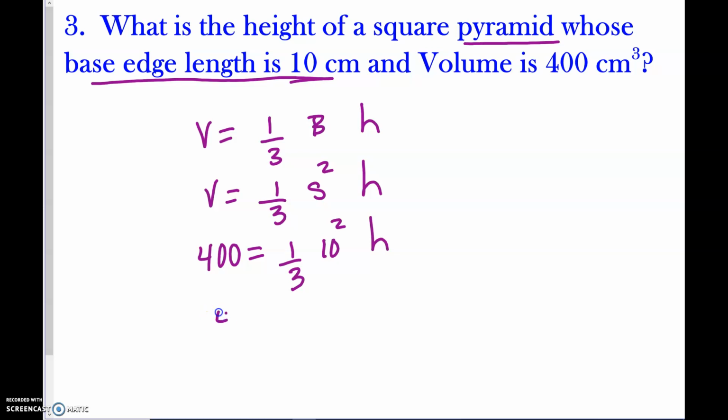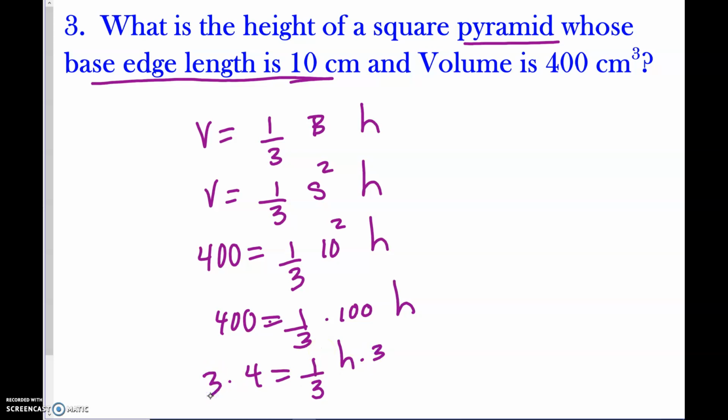So 10 squared is 100. The easiest way in my mind to do this is to divide both sides by 100. So we take 400 divided by 100 is 4, equals 1/3 times the height. Now to get rid of the 1/3, we're going to multiply both sides by 3. And so we end up with 12 centimeters. So this is using the formula backwards. If they give you the volume, can you go ahead and find whatever piece they are looking for?